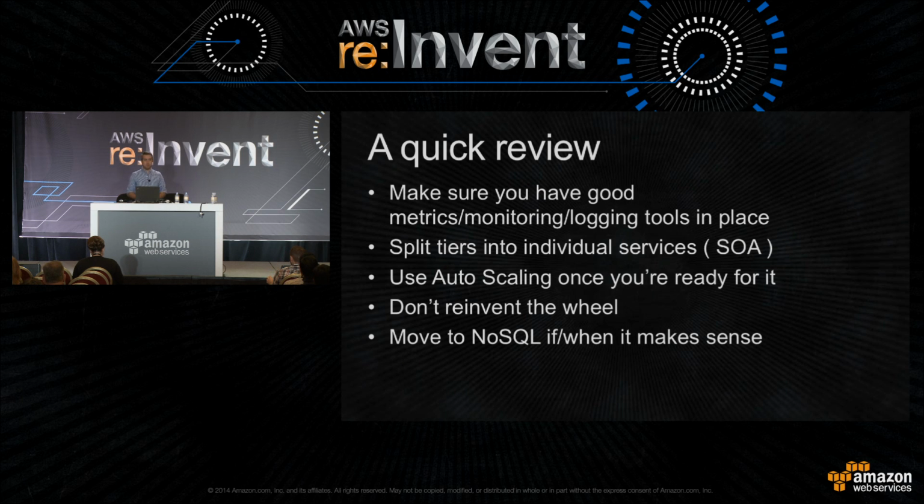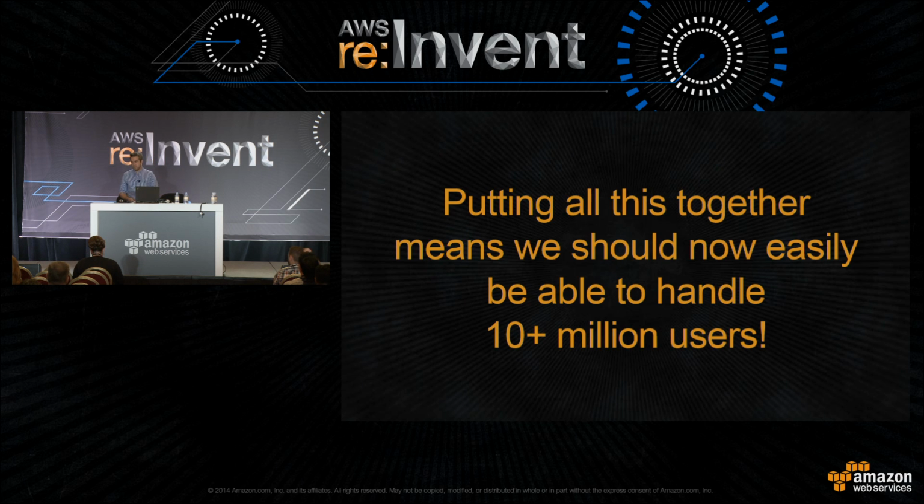Make sure that you have good metrics and monitoring in place. You really can't do much without good metrics and monitoring. Look at doing SOA inside your infrastructure, splitting up those various tiers that you might have. Use auto-scaling when you're ready for it, right? Don't just start right away, day one. You may not understand some of the implications of it, and you may not have all the tooling in place to have it work really well for you. Again, don't reinvent the wheel. And then lastly, move to NoSQL if and when it makes sense for your application, if you start with SQL-based databases. And then putting this together is really what's going to get you to that 10 million user mark and above.